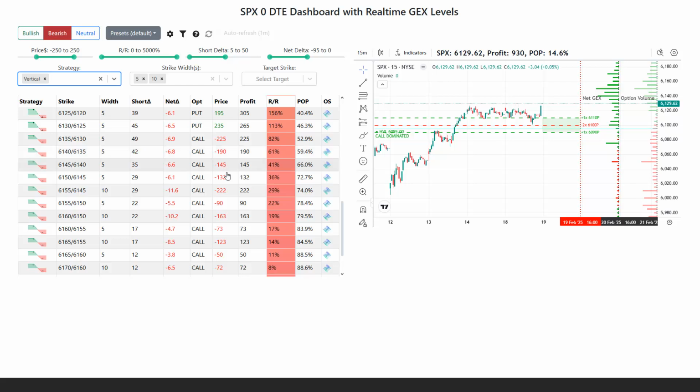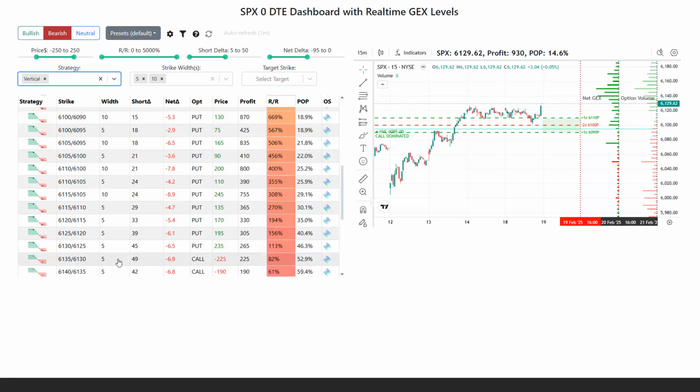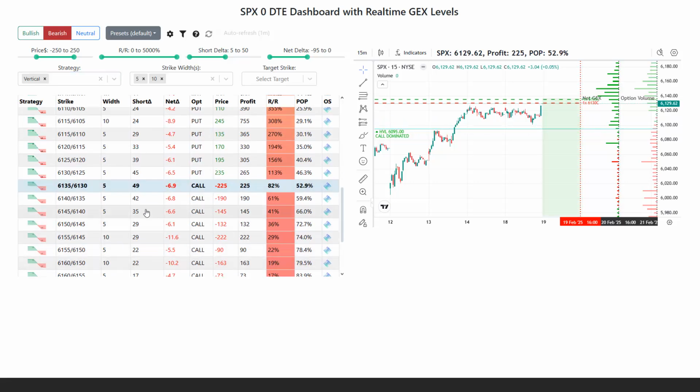strategies. For example, if I think the market won't go higher than 6,130, then if I write a 6130 to 6135 credit spread, I get 225 for it. And this is the section here where my break-even is, where I will be in minimum profit at expiration.